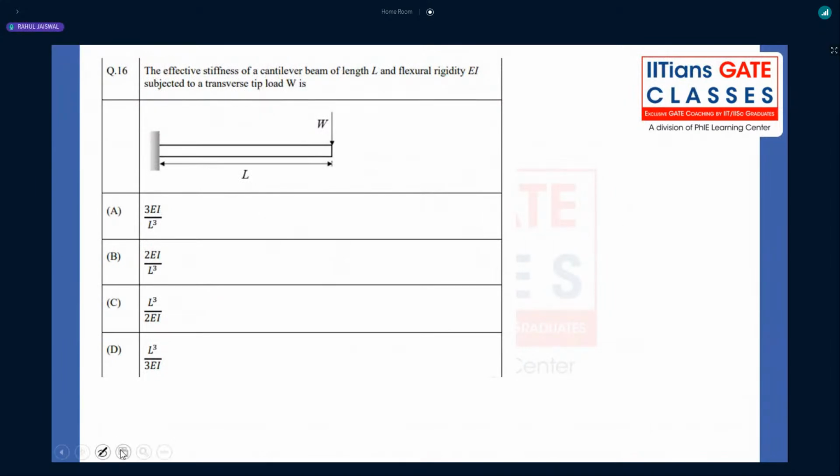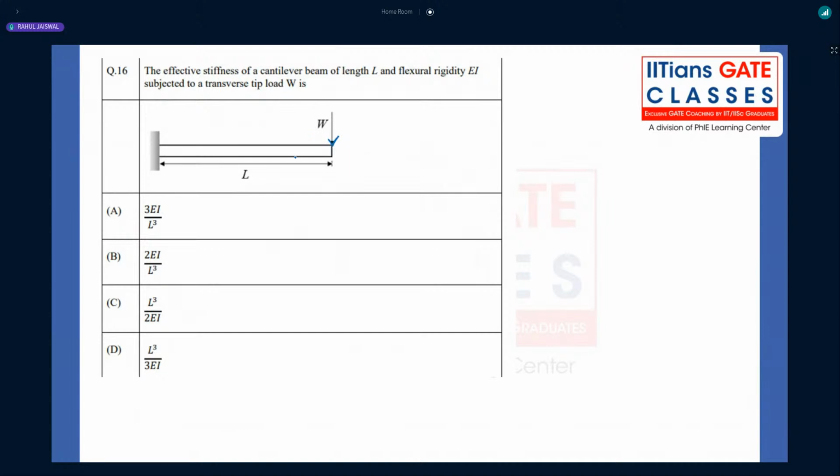When you consider the first question of strength of material, what they have mentioned is the effective stiffness of a cantilever beam of length L and flexural rigidity EI, subjected to a transverse tip load W. They are asking what will be the effective stiffness. This is one of the very simple questions.